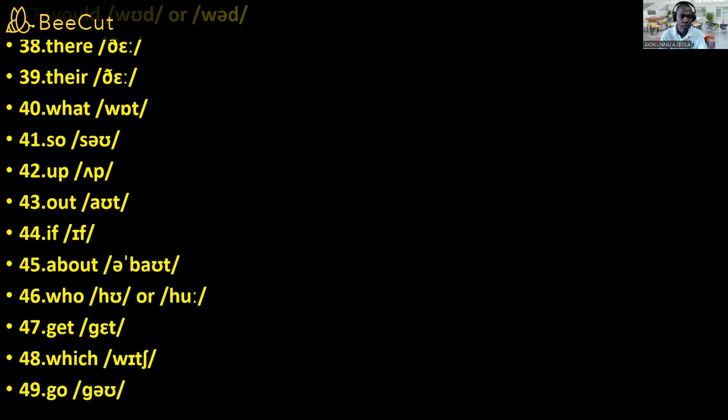Then get. Then this is which. Now let us differentiate between the ch sound and the sh sound. The ch sound is T long S, but the sh sound is just long S. Let me repeat that. The ch sound is T long S, then the sh sound is ordinary long S, while the other sound is just letter S. Then the next one is go.